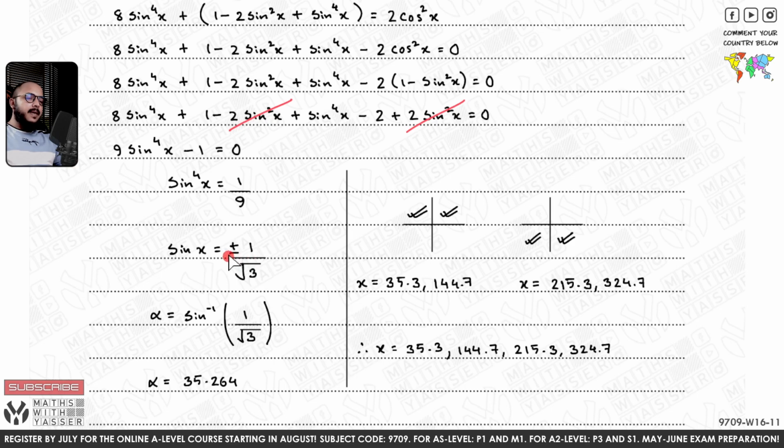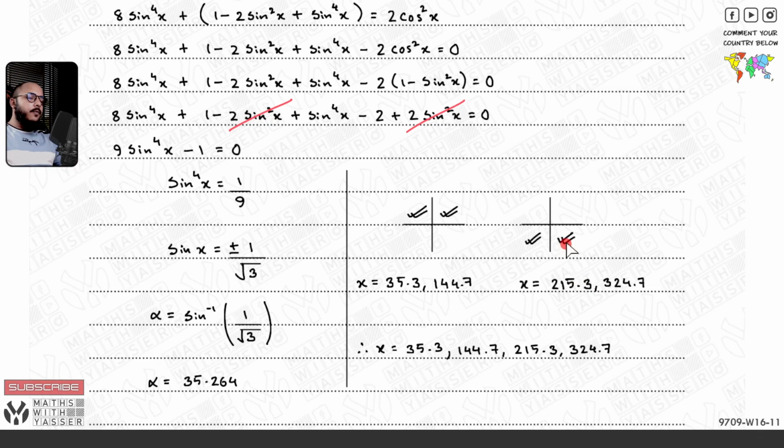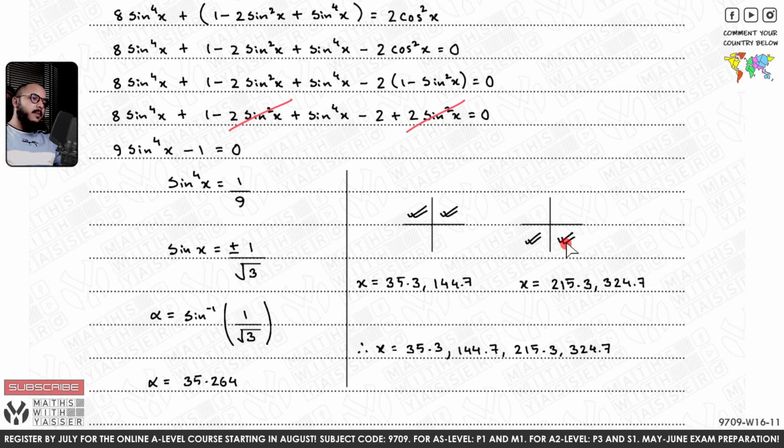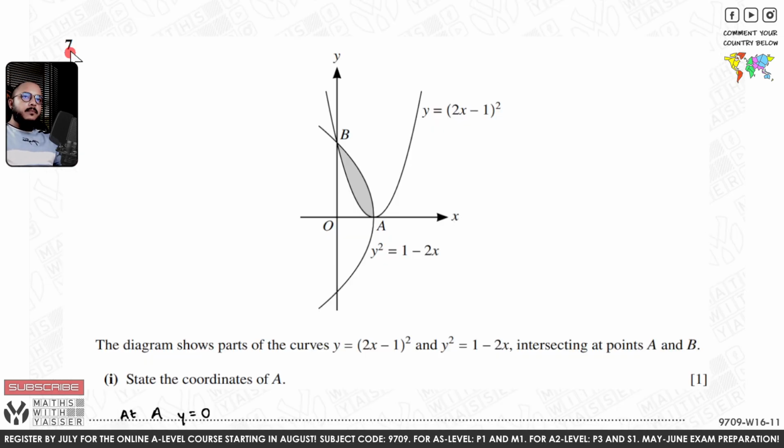Now sine is negative in the third and fourth quadrant. That means we will be getting the value for the third quadrant by 180 plus the basic angle, which is 215.3. And for the fourth quadrant, it will be 360 minus the basic angle, which is 324.7. So these are the x values that they are looking for.